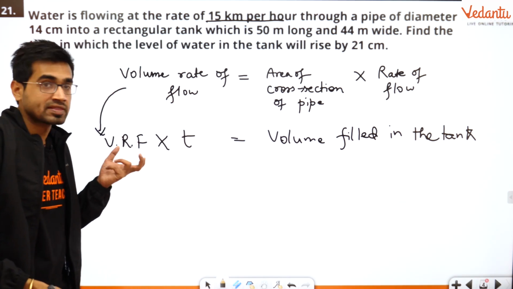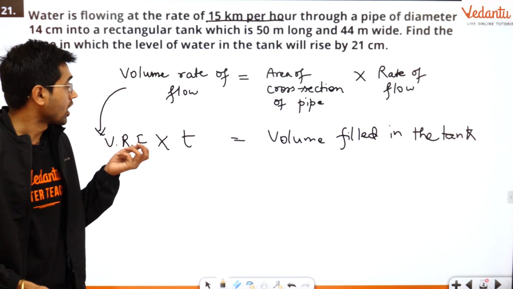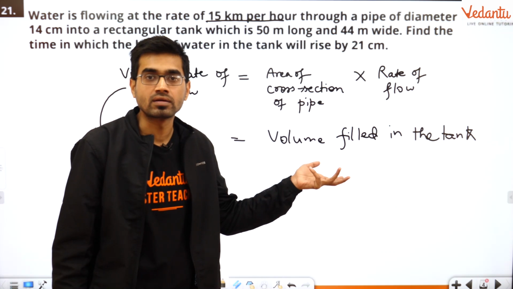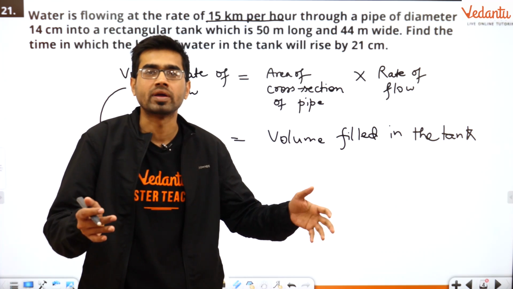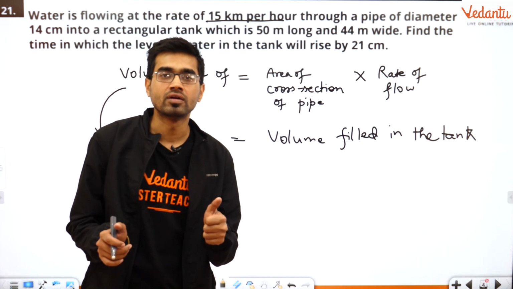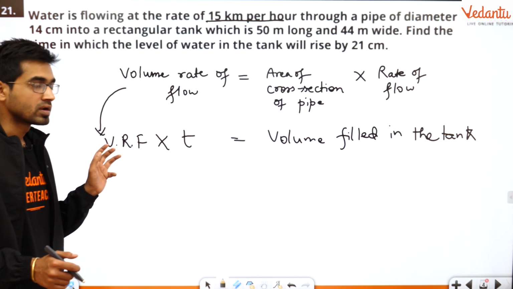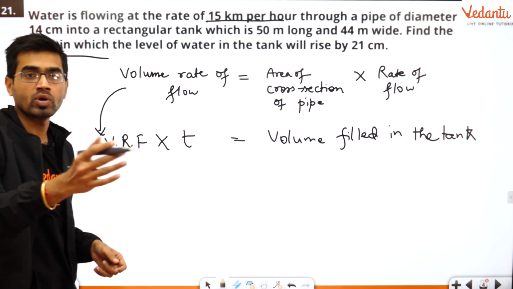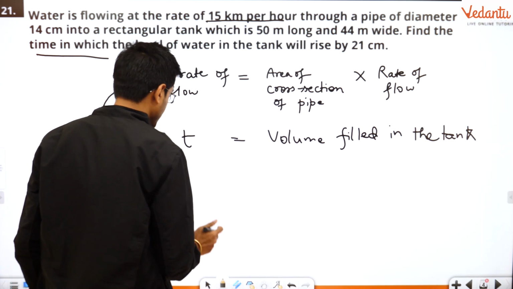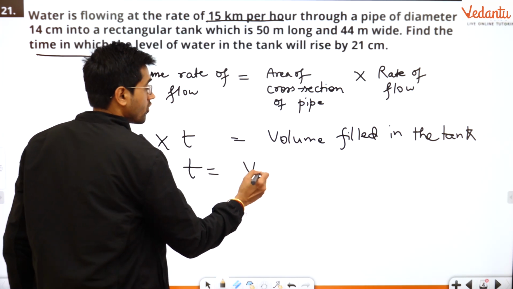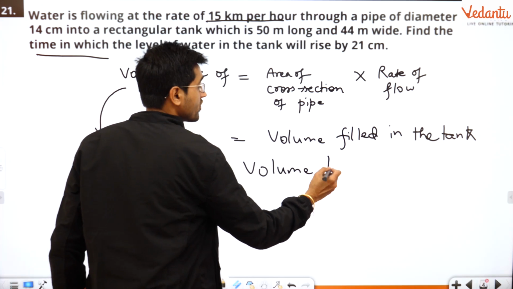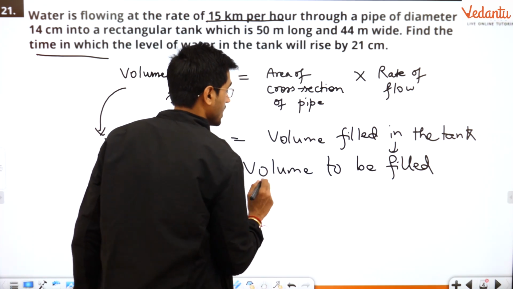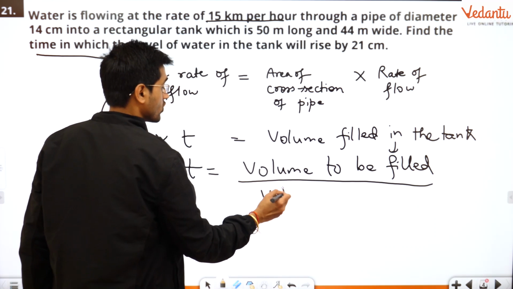Correct? How long the water has flowed out of the pipe, how much time it has gone, multiply that and you have the volume filled in the tank. How much water will be filled in any tank, no matter what shape the tank is. Fine. So what do you get now? Time. You want the time now? They have said find the time. So what is the formula you get? Great. You get the formula T is equal to volume to be filled, or volume filled in the tank, upon the volume rate of flow. Done.